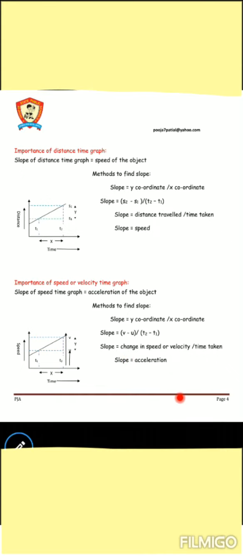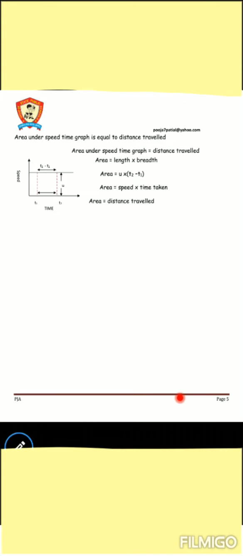Now coming to another importance of the speed time graph. Now if we consider this type of graph, here speed is a straight line parallel to the time axis. What does it mean? That speed remains constant. So again you have taken two time intervals t1 and t2. At time t1 the speed was u, and because speed remains constant, at time t2 the speed is also u. Now what is the area of this rectangle?